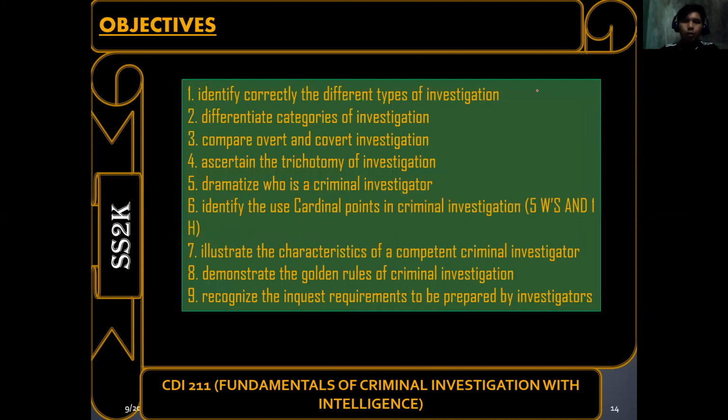So what are the objectives? Why is it that we are presenting, or discussing the lesson? At the end of the topic, you, as a listener, should be able to identify correctly the different types of investigation. You should be able to differentiate the categories of investigation. You should be able to compare overt and covert investigation. You should also be able to ascertain the trichotomy of investigation. You should be able to dramatize who is a criminal investigator and what are the characteristics of an investigator.